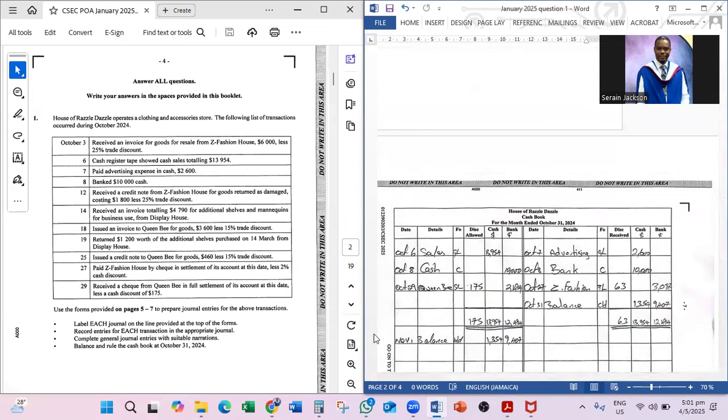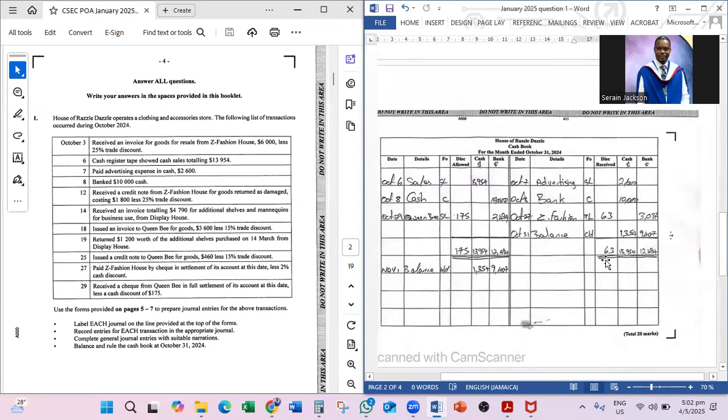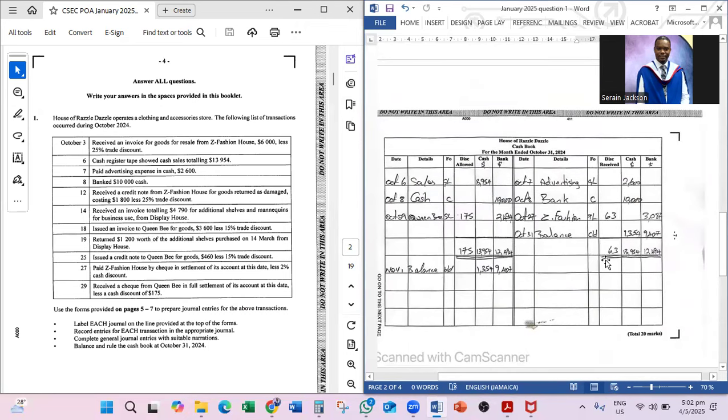They did say that we should balance and rule the cash book. That's the only balancing up that they asked us for. Pay attention to that. I know some persons will go into the exam and want to balance off everything, but that is time wasted that you will not get marks for, because they did not ask for that. So it says balance and rule the cash book. And when it says balance and rule, it simply means balance off the cash book. The ruling is basically the underlining, the double lining and stuff like that. That's what the rule means. So you balance off the cash book.